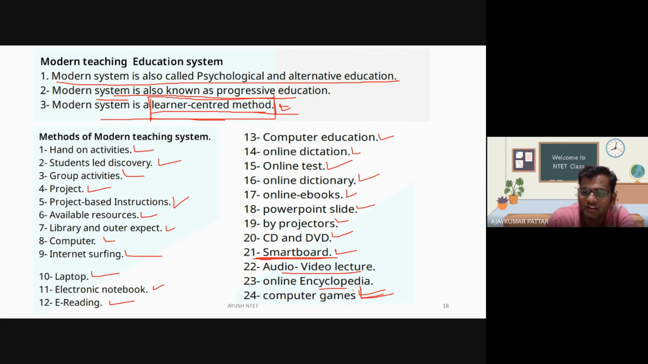Through computer games, the teaching can be done at the primary and certain education levels. They will make computer games based on a concept, then teach that concept by using computer games. These are the methods of the modern teaching system. So from traditional to modern, now we have shifted. We are using these types of methods in our modern teaching system.